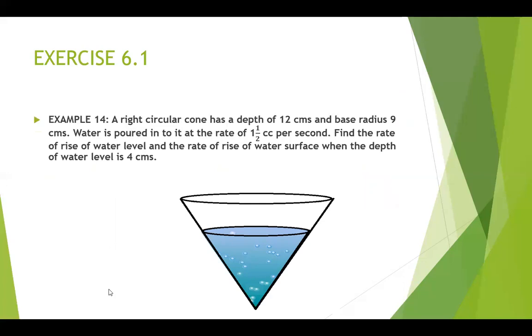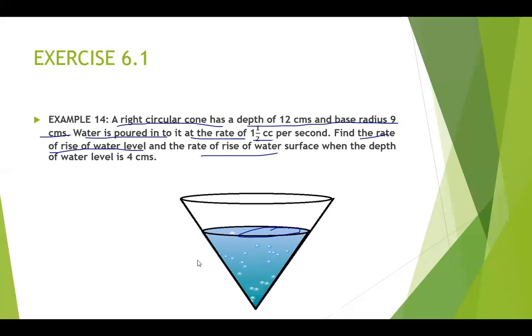I consider another important and interesting example. A right circular cone has a depth of 12 centimeters and a base radius of 9 centimeters. Water is poured into it at the rate of 1.5 cc per second. Find the rate of rise of the water level and the rate of rise of the water surface when the depth of the water level is 4 centimeters.